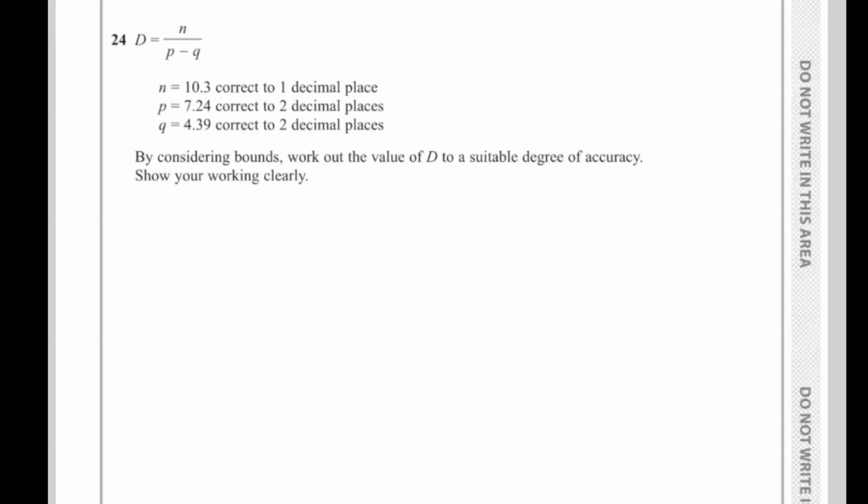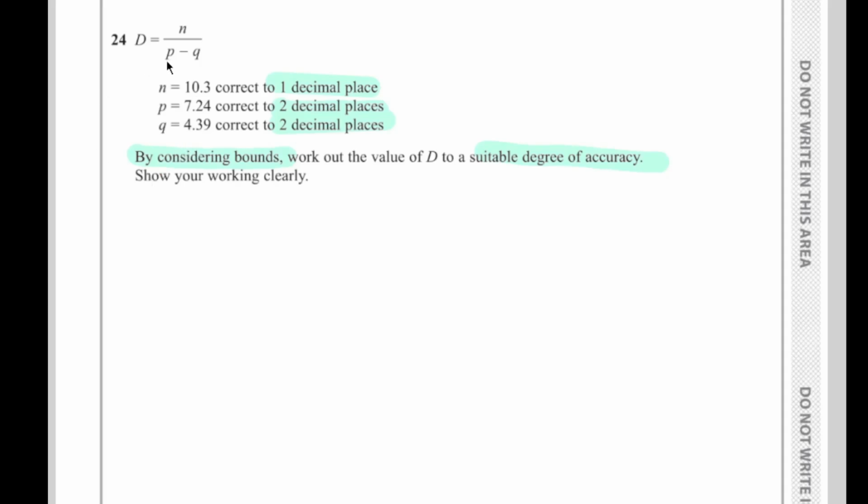Question 24. D equals N over P minus Q. N equals 10.3 correct to 1 decimal place. P equals 7.24 correct to 2 decimal places. Q equals 4.39 correct to 2 decimal places. By considering bounds, work out the value of D to a suitable degree of accuracy. Show your working clearly. Before coming to this one, you should know how to get the upper and lower bound of these three individual measurements.